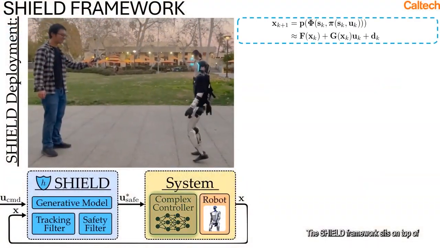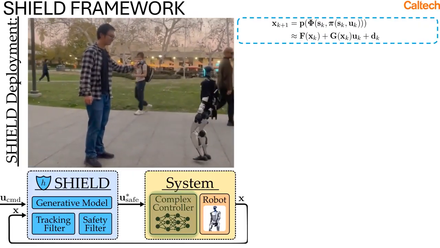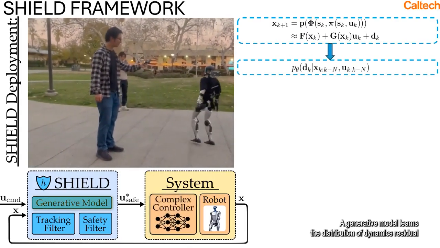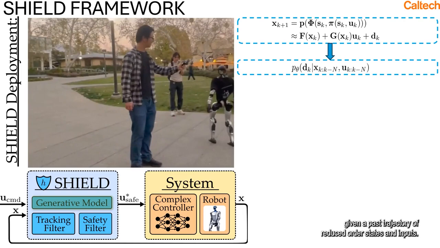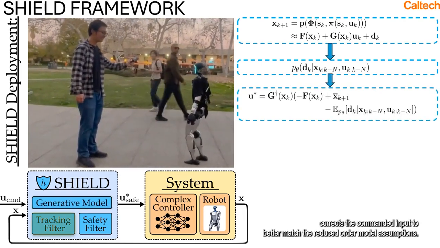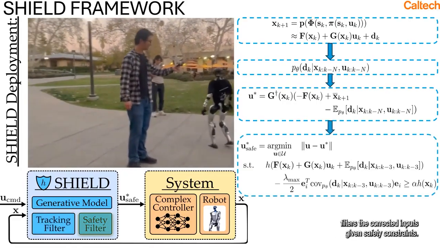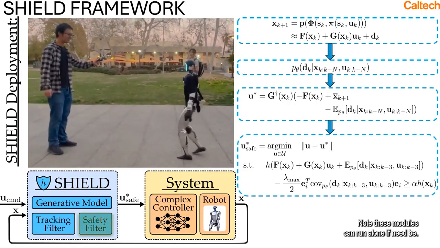The SHIELD framework sits on top of a complex controller as a modularized layer. A generative model learns the distribution of dynamics residual given a past trajectory of reduced order states and inputs. The tracking filter module corrects the commanded input to better match the reduced order model assumptions. The safety filter module then filters the corrected inputs given safety constraints. Note these modules can run alone if need be.